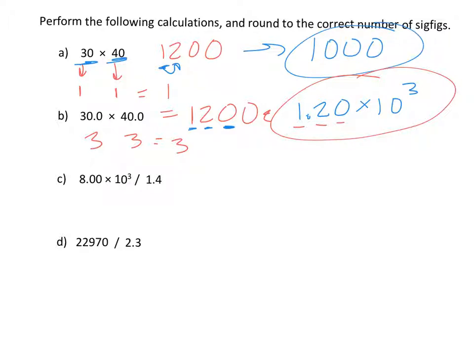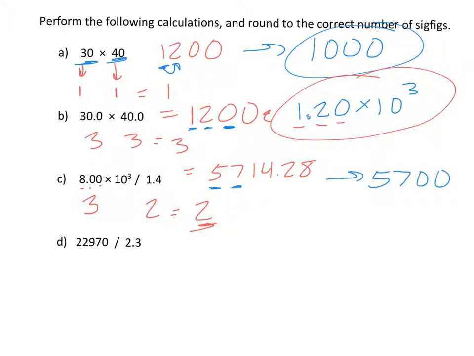Here, 8.00 times 10 to the third, this number has 3 sig figs, the 8, the 0, and the 0. This number has 2, so my answer can have 2. Again, it's always the lower number. So now if I do this in my calculator, this is effectively 8,000 divided by 1.4, and I'm just going to write what my calculator gives me for now, which is 5,714. I can even keep all of this if I want, but bottom line, I only get 2 digits. So my 2 digits are the 5 and the 7, which is going to round to 5,700. That has 2 sig figs. There's no decimal point here, so those zeros don't count. So that's how we do that one.